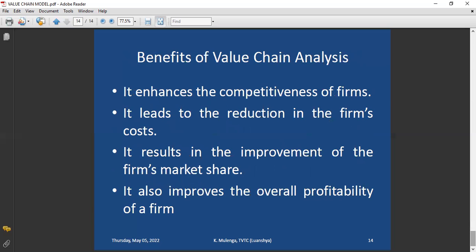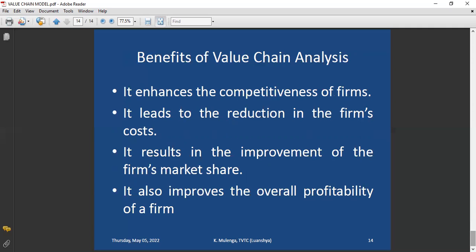Then we come to the benefits of value chain analysis. It enhances the competitiveness of firms. So once we have identified where we are strong, once we have identified which areas of the value chain we can use to be competitive, you can work on that and enhance your competitiveness. If it is distribution, like if we're making mealie meal, if you are in Rwanda, we need to find a way of cheaply distributing our mealie meal throughout the country, or distributing to Angola or the DRC.